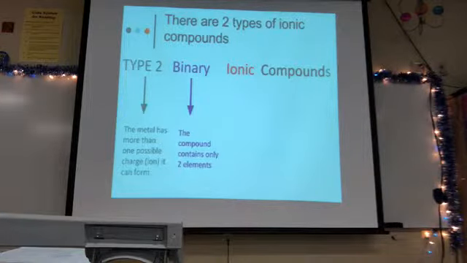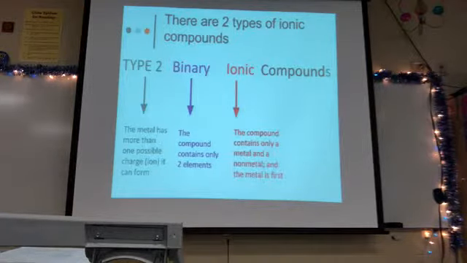Ionic means what? What two things does the ionic compound have to have? A cation and an anion, or what else, Aaron? Metal and nonmetal. It has to have a metal and a nonmetal. So type 1, the metal only has one charge. Type 2, the metal has more than one charge. Does that make sense? Yes, no, possibly, maybe? Yes, okay, good.